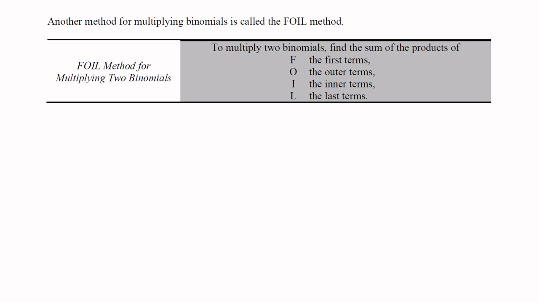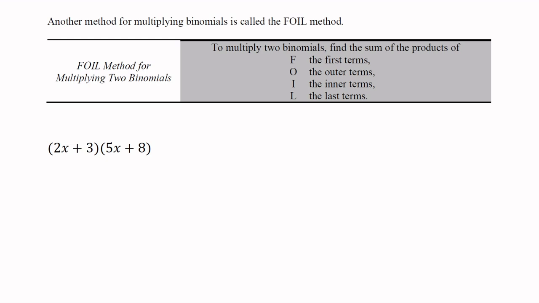So to multiply two binomials, you'll find the sum of the products of the first terms, the outer terms, the inner terms, and the last terms. F for first, O for outer, I for inner, L for last. So here's a look at how it works.